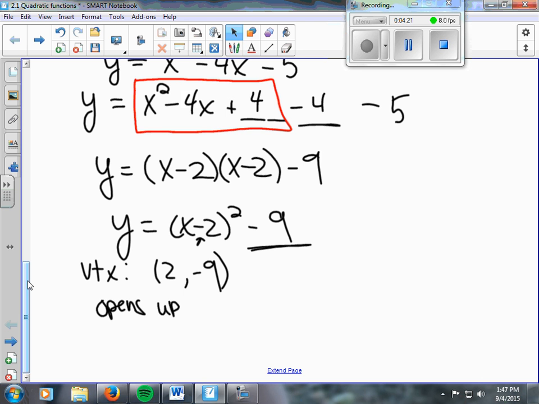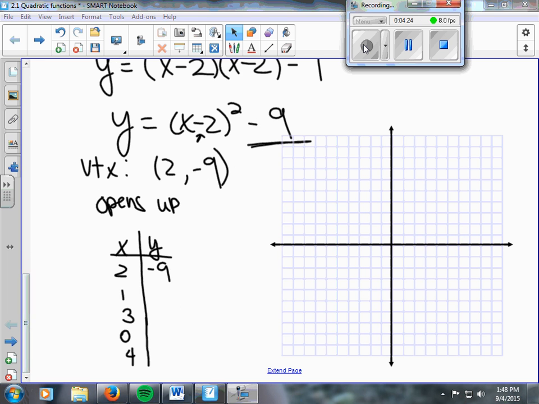Okay, so let's get a graph going. All right, so I've pulled up a coordinate axis to graph on, and I'm going to do a couple of points. So (2, -9) is my vertex. I'm going to start there.